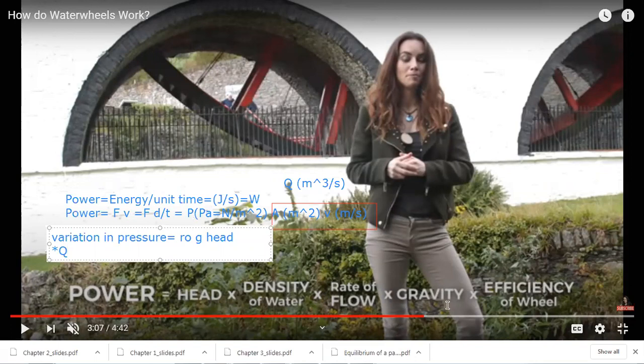And now, if you go back to your definition, you have the head, the density of water, the rate of flow, the gravity, and you multiply by the efficiency of the wheel. Why do you multiply by the efficiency of the wheel? Because any system will involve losses. So you don't have a perfect system. Always you have losses, and the efficiency is always lower than 100%.